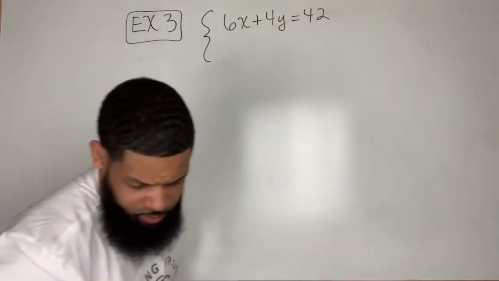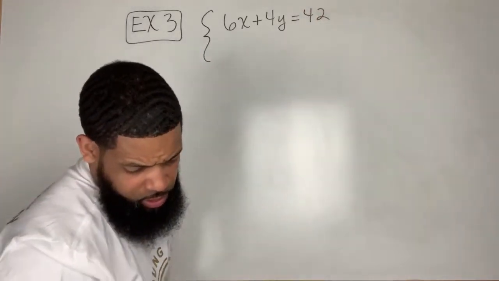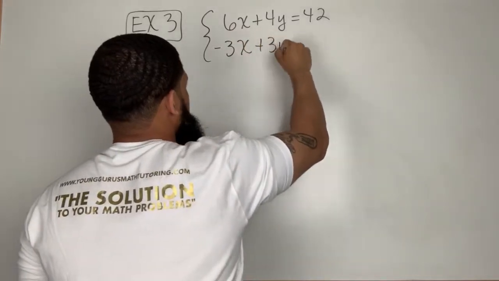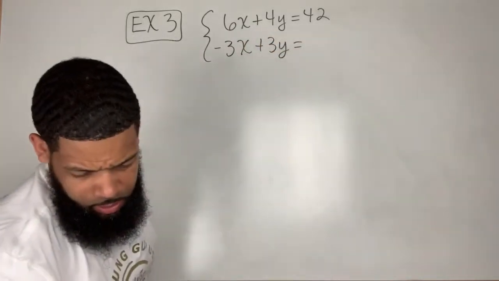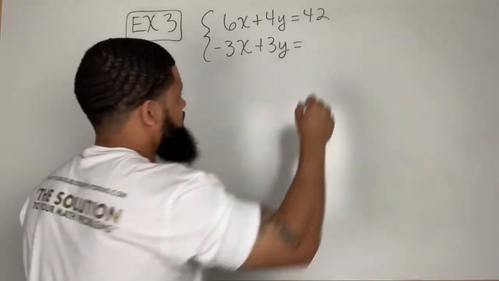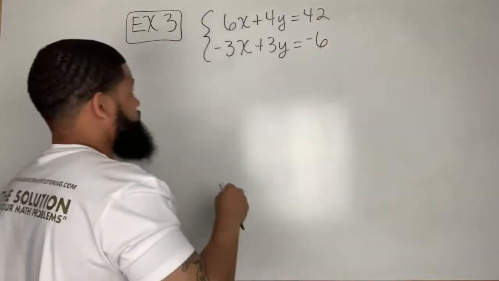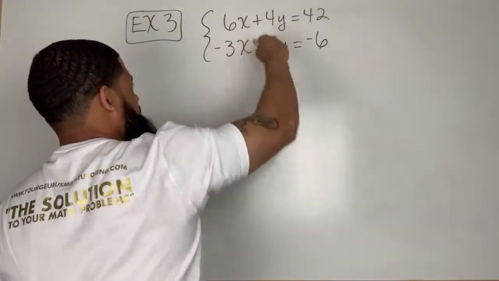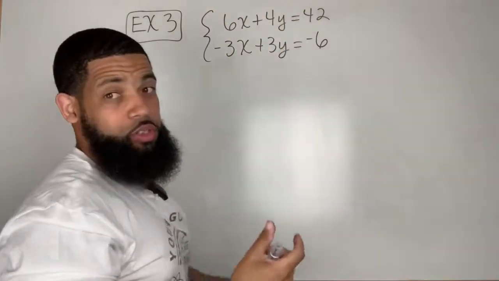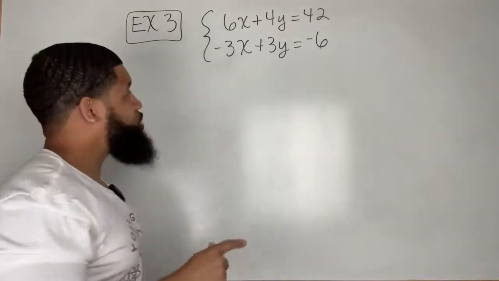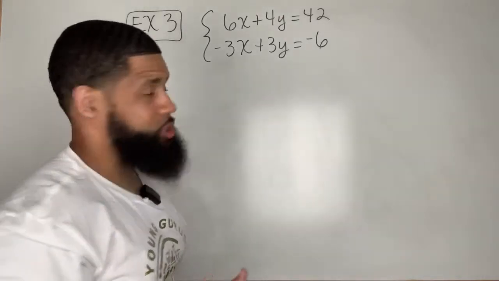And then we have negative 3x plus 3y equals negative 6. Now, this one's a little trickier because if I want to get opposites in regards to the variables to eliminate them, I have to multiply one of these equations by something else.